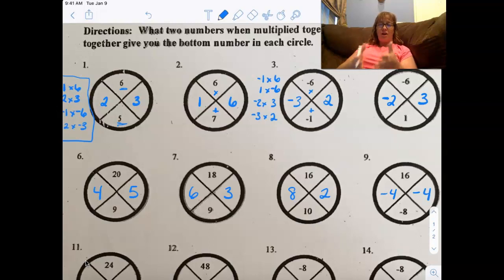Okay, so here are the answers to 6 through 9. Look through them. Notice how each one, 4 times 5 equals 20, but it adds to give 9. On number 7, 6 times 3 equals 18, but 6 plus 3 gives 9. On number 8, 8 times 2 gives 16, but 8 plus 2 is 10. And on number 9, negative 4 times negative 4 gives us a positive 16, but negative 4 plus negative 4 gives us a negative 8.